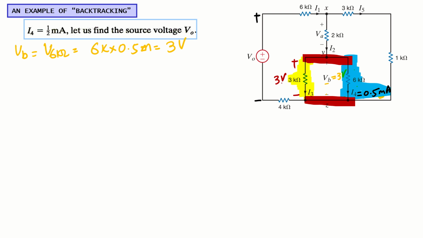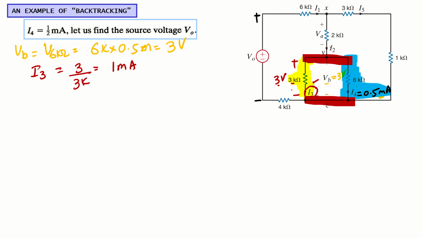Now if you know the voltage drop here and you know the value of the resistor, we can find the current I3. So what will be the value of I3? Voltage drop divided by the resistance value, right? So 3 over 3, 1 milliampere. So we got the value of I3 also.